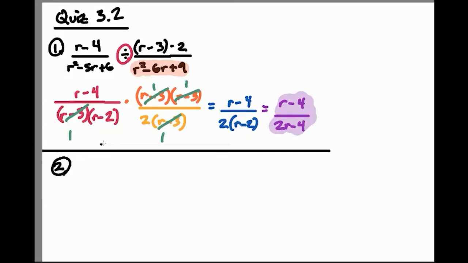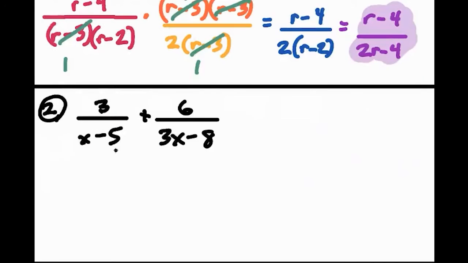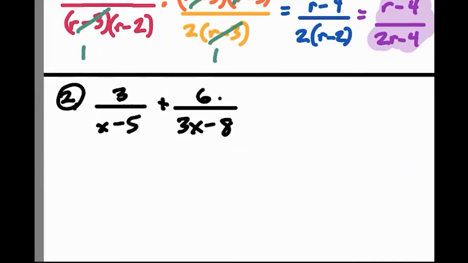The next one is 3 over x minus 5 plus 6 over 3x minus 8. You do have to have common denominators for this. So if you didn't do that, like what some people did is they just added across. That's going to be wrong every time. That's not even in the ballpark, actually. I'm assuming that you weren't really paying attention at all in class if you did that, because nowhere did we ever go over something like that where you just add across. So if you did 9 over 4x minus 13, it's way wrong.